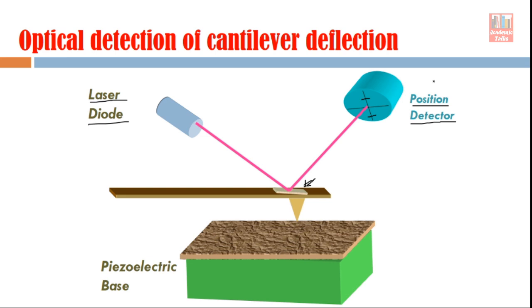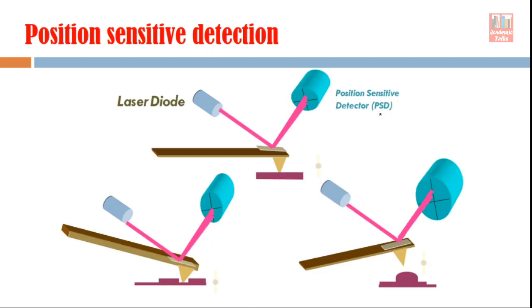In the next slide you will see how this position sensitive detection is useful in this detection mechanism, right? Now you can see in this diagram there are three different situations. If you talk about the first situation, the top image, the cantilever is there, and the sample here is a flat sample. There are no hills or valleys, it's a smooth surface.